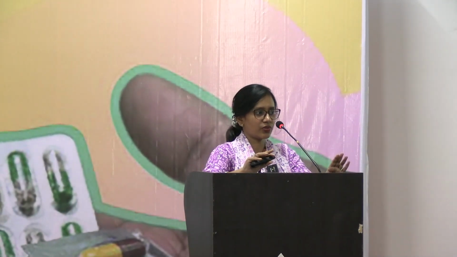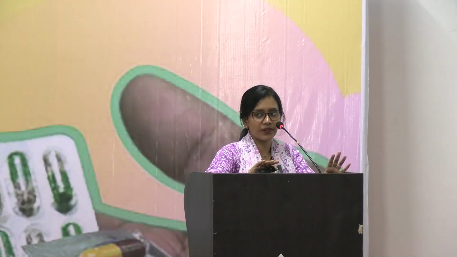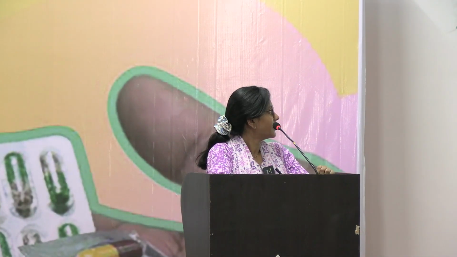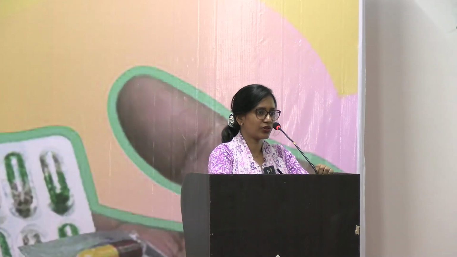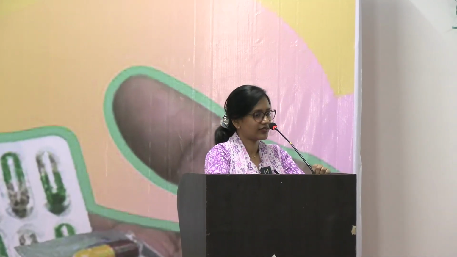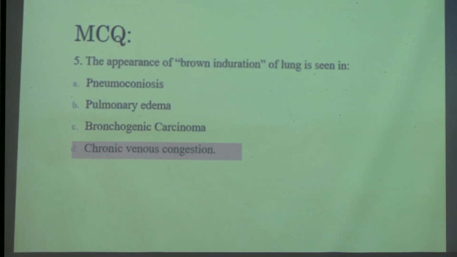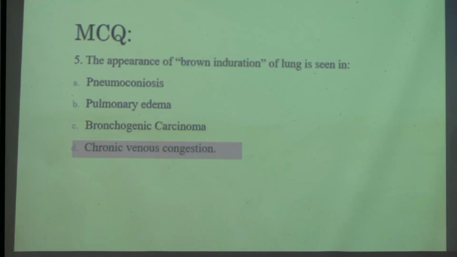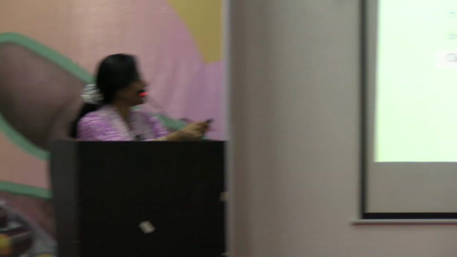Okay. So, brown induration is seen in... Read all the options which are given for your MCQ. Okay, it is always the best option available. Pneumoconiosis, it is going to have black pigments. Bronchogenic carcinoma, it is going to be a space occupying lesion. And it is chronic venous congestion. I said it also while taking the class. The appearance is known as brown induration.